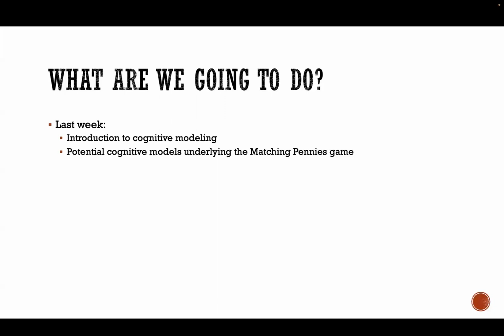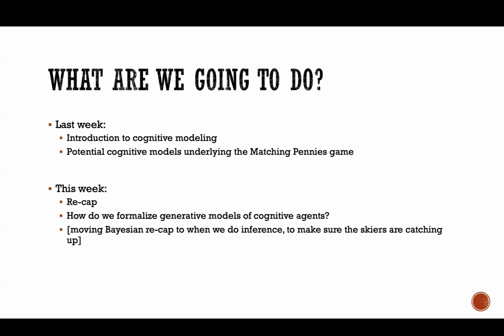And we then spent the whole class playing a game, the matching pennies game, and discussing what might be the underlying cognitive processes and strategies that participants might employ when they play this game. And this week, I'm going to do a very brief recap of the key points of those. And then we're going to go into a very concrete example of how we formalize generative models of cognitive agents.